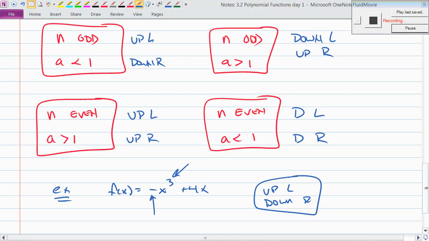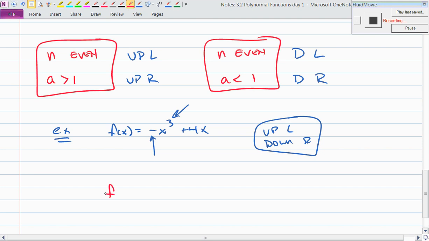Okay, let me give you another one here. Predict what this one's going to be. If I gave you f of x equals x to the fourth minus 5x squared plus 4, what is that one going to be doing in terms of end behavior? Well, we have a positive a and we have an even degree. So even and positive looks like up on the left, up on the right. So if I was going to graph this, as x approached positive and negative infinity, our function would also approach positive and negative infinity.